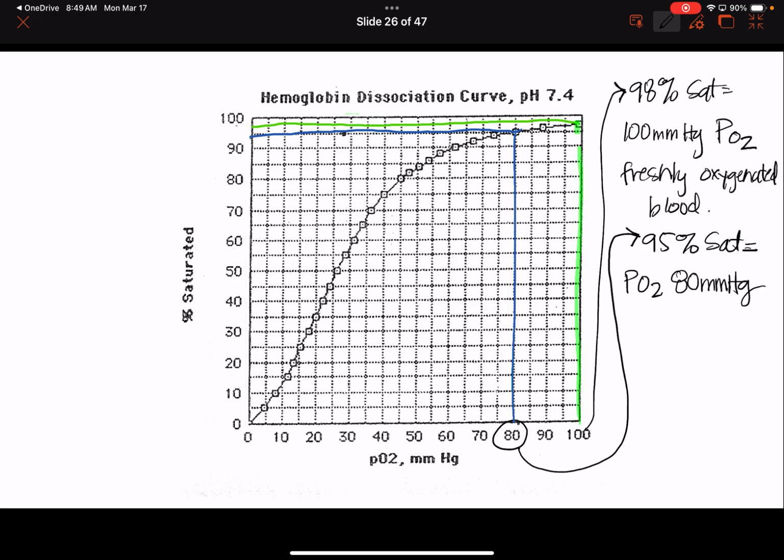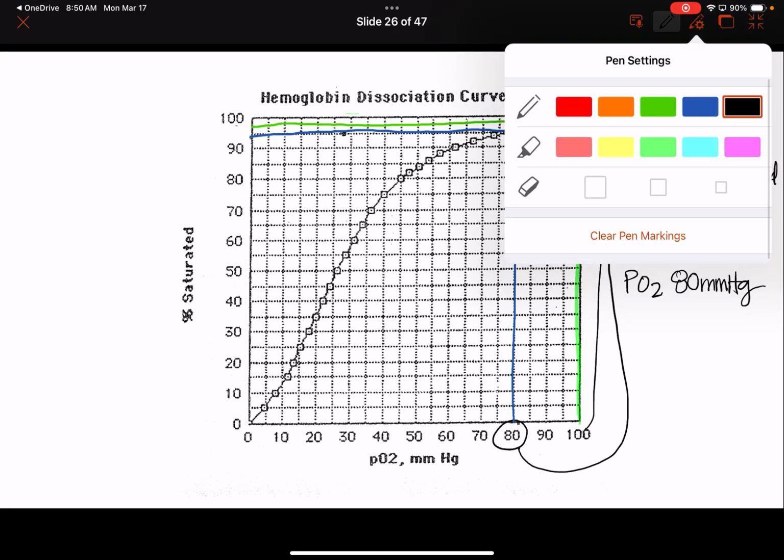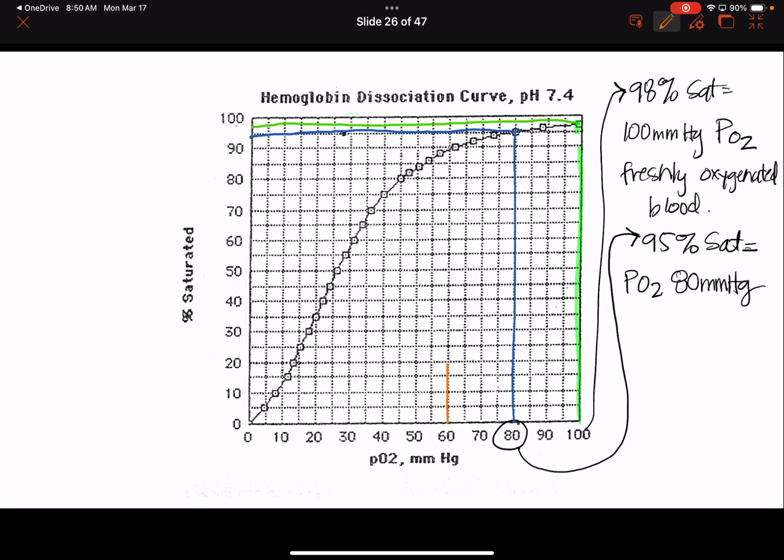But if you get down to 60 millimeters of mercury, we follow that 60 all the way up to the curve and go here. That's going to be right under 90%. So we'll say around 90. We can estimate on these. But 90% saturation is going to equate to about a PO2 of 60 millimeters of mercury.